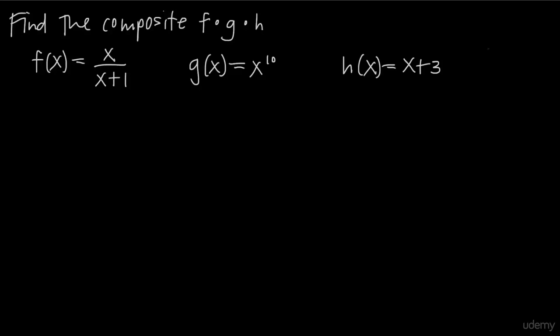In this video, we're talking about composite functions, and in this particular problem, we've been asked to find the composite f circle g circle h when f of x is equal to x over x plus 1, g of x is x to the 10th, and h of x is x plus 3. So we have three separate functions that have been defined, f of x, g of x, and h of x, and we want to find the composite f circle g circle h.